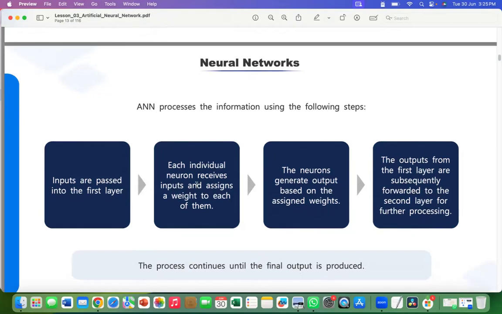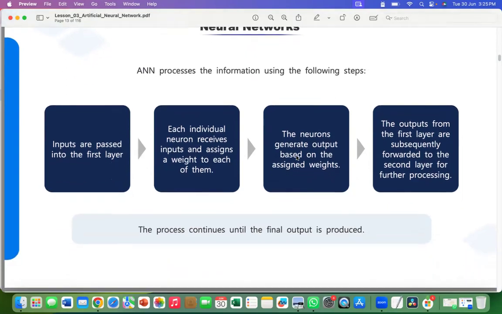Neural network. Artificial neural network processes the information using the following steps. Input is processed in the first layer.